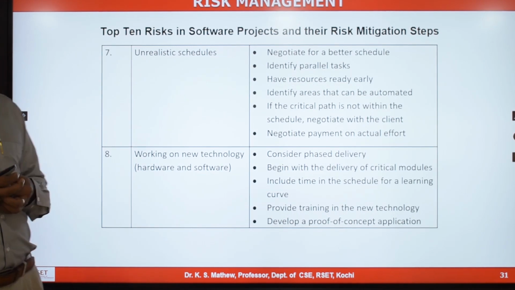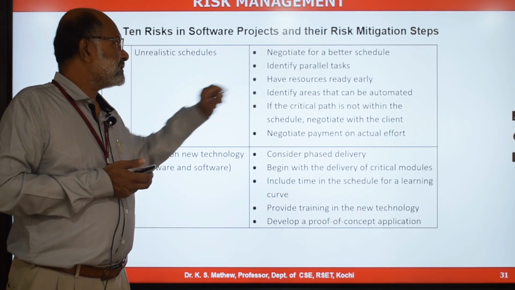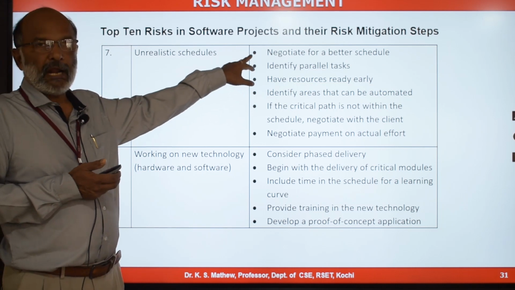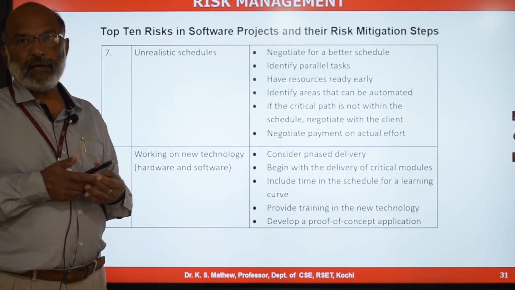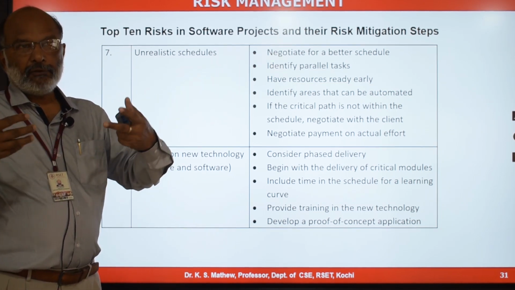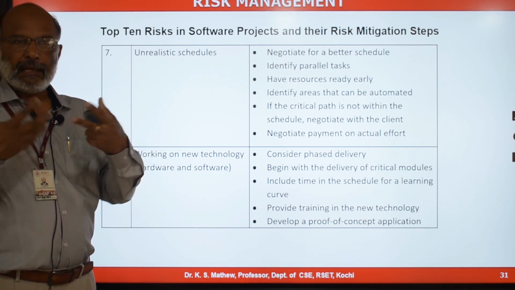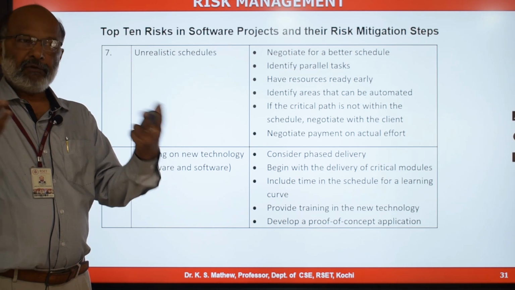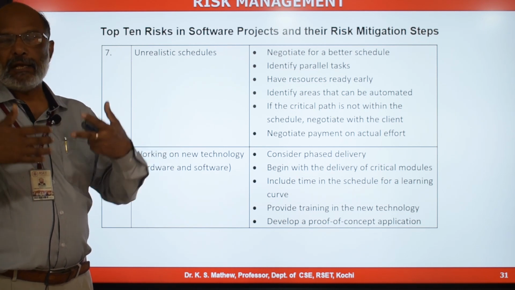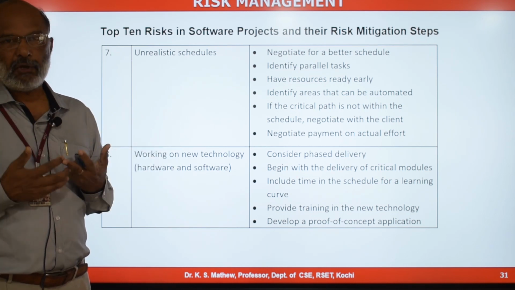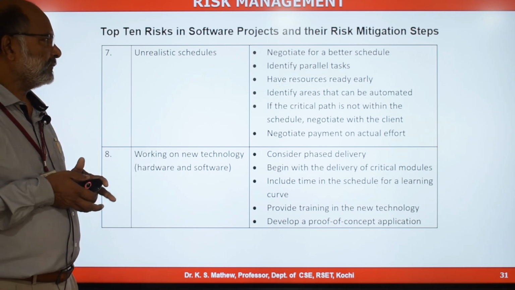Unrealistic schedules forced on the project team. So what are the actions? Negotiate for a better schedule with the top management and the customer. Identify parallel tasks and try to fast track. So there could be some tasks which can be done parallelly. Ideally, it should be done sequentially, but if required, we can do it parallelly. So identify such tasks and try to fast track the project, which will advance the end date of the project.